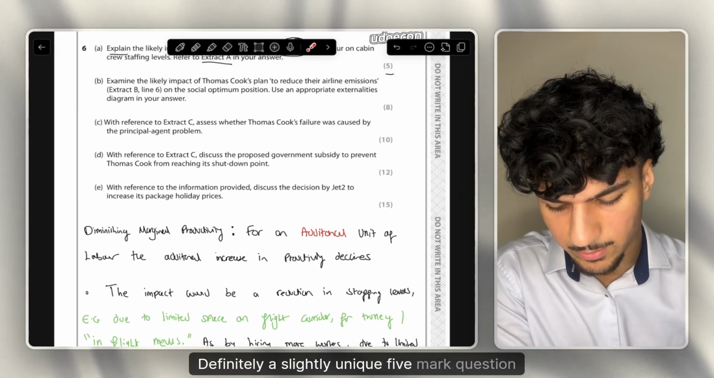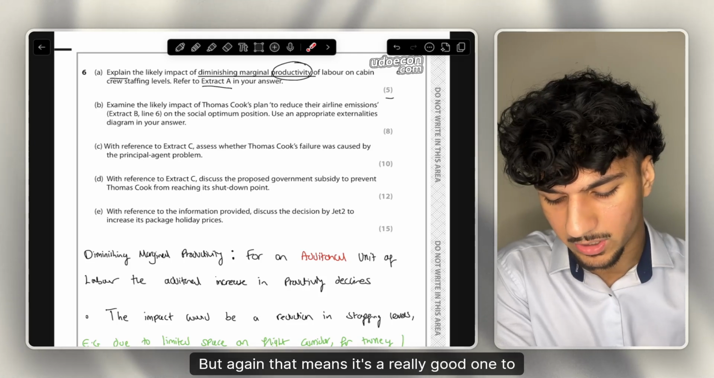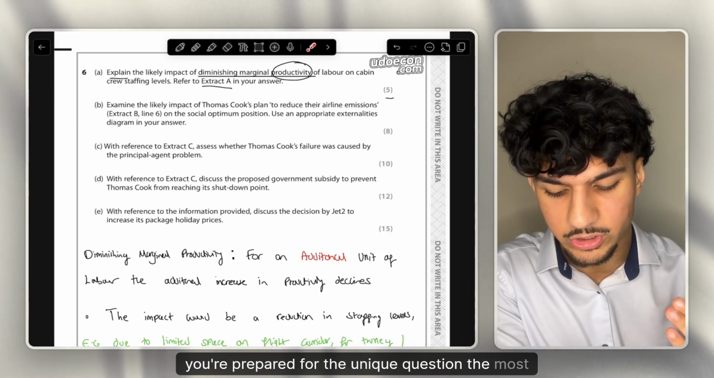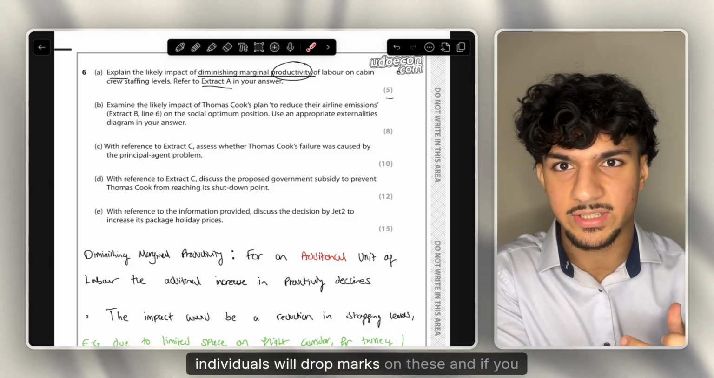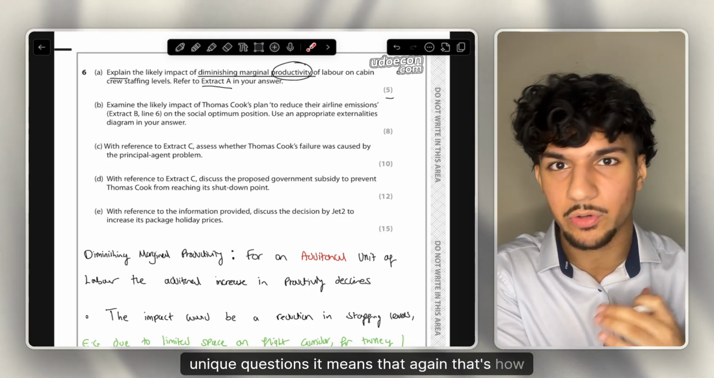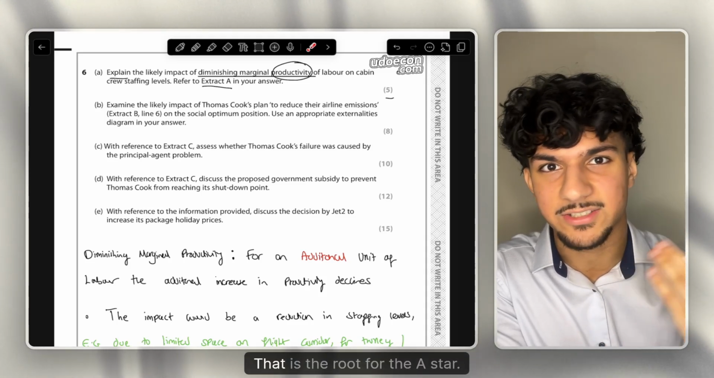Definitely a slightly unique 5-mark question compared to other 5-mark questions, but that means it's a really good one to practise, since if you're prepared for the unique question, most individuals will drop marks on these. If you can make sure you're securing the marks in the unique questions, that's how grade boundaries work. If you're scoring marks where individuals are dropping marks, that is the route to the A star.